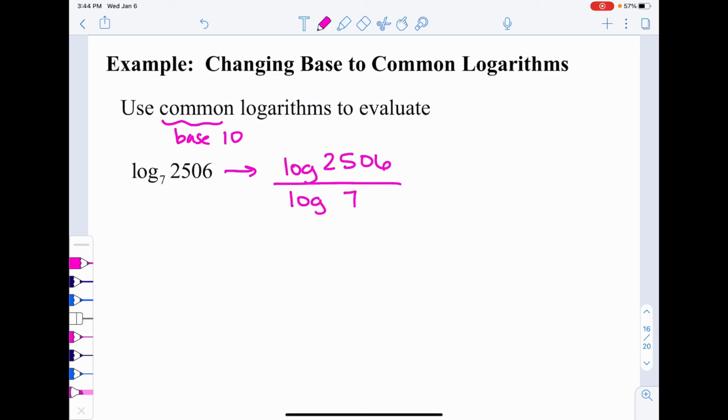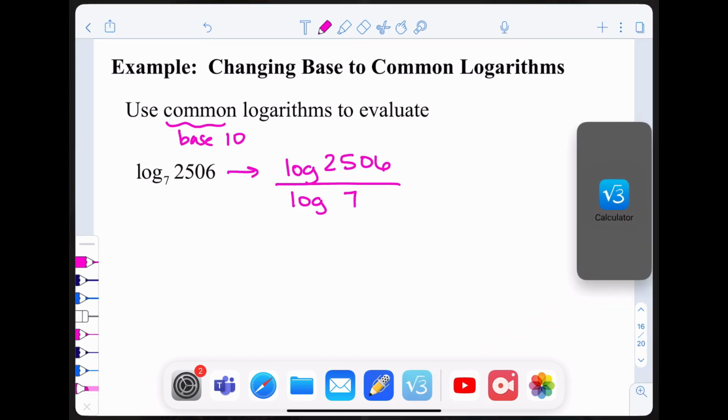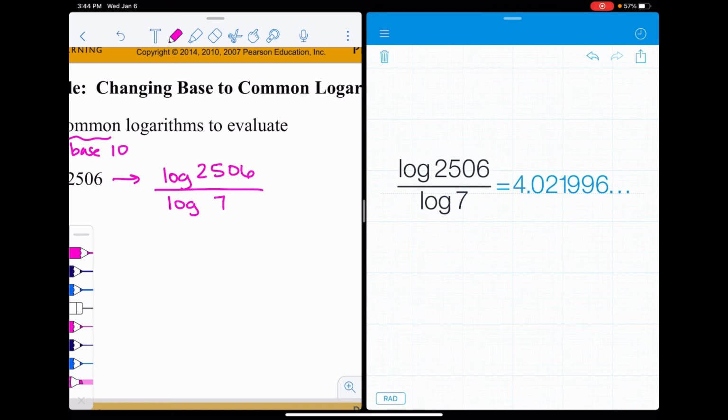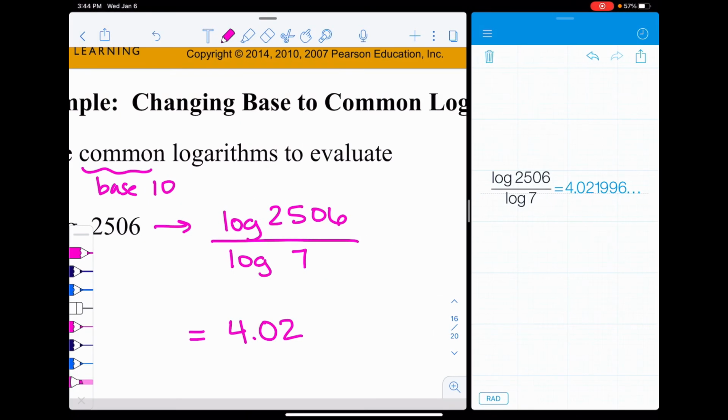And all you have to do is grab your handy dandy calculator. So, log of 2506 divided by the log of 7. What do we get? 4.02-ish. So now I can figure out that that's going to be 4.02. It gives me a numerical answer.